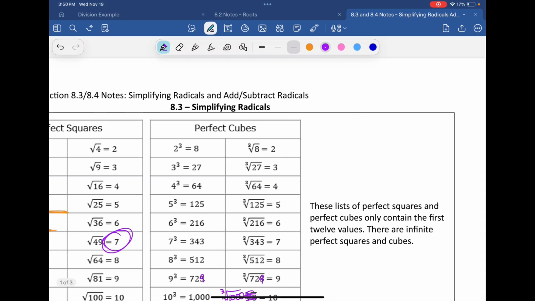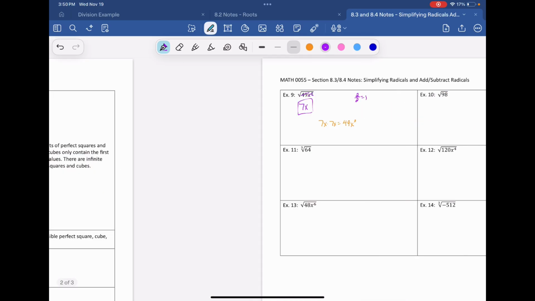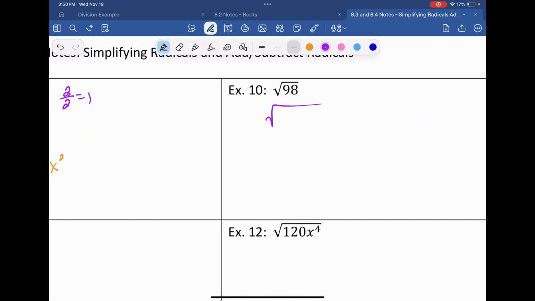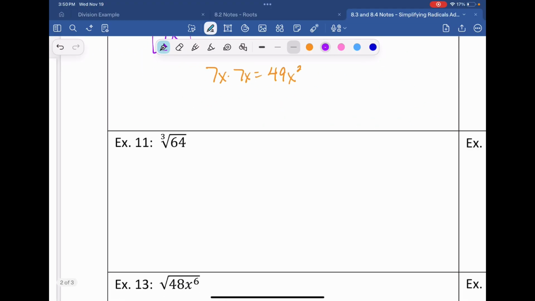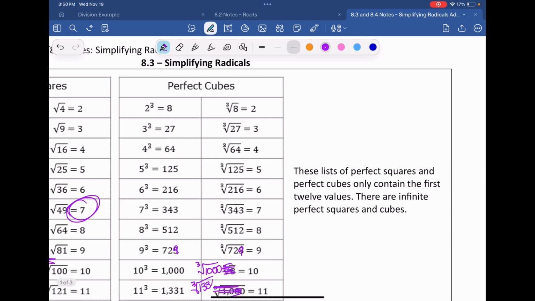All right, 98. 98 falls in here. So you want to see if 98 is divisible by 81. It's not. By 64, it's not. It is by 49. And the square root of 49 is 7, and the 2 stays underneath. Cube root of 64. It's right there. Cube root of 64 is 4.